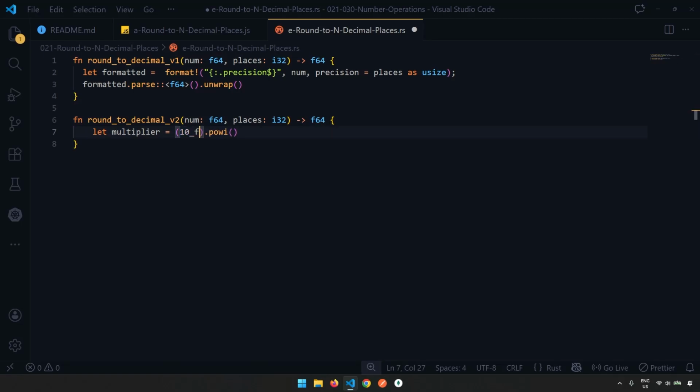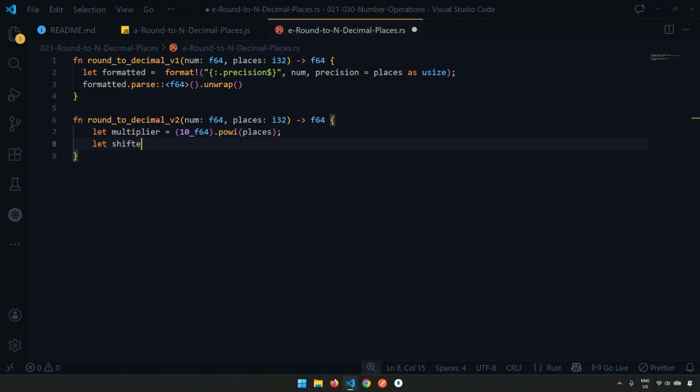So we're going to select this. We're going to say underscore f64. Now the way Rust works when it comes to types, most of the time Rust guesses the types, but in this specific scenario, you need to actually say, okay, 10 is of type f64. Even though it's 10, we just changed the type to a floating point number 64. Cool. And then I'm going to pass in places right here. So this is going to grab 10 as the base, and it's going to raise it to the power of whatever the number of places is.